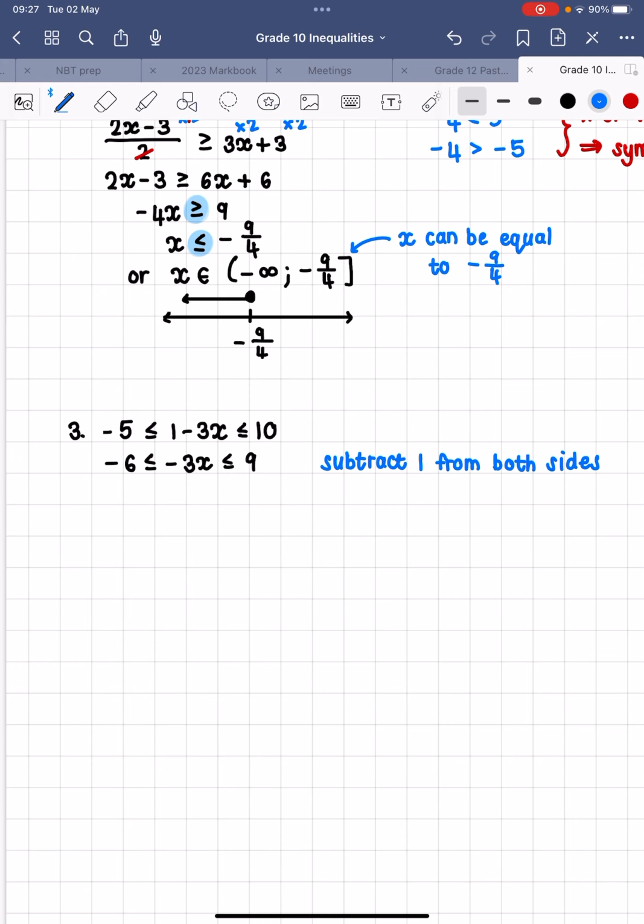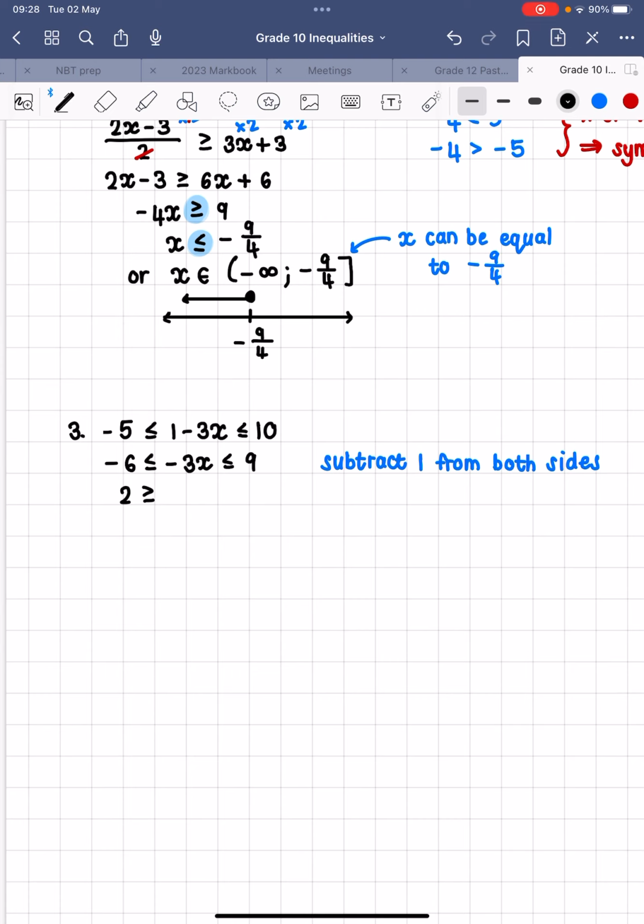Okay, to get x on its own now, I need to divide both sides by -3. But guys, remember, I'm now dividing by a negative number, so I'm going to have to change the symbols. Okay, remember, when we divide by a negative number, we change those symbols. So what is -6 divided by -3? +2. Now, instead of smaller than or equal to, remember, I divided by -3. I need to change it to a greater than or equal to. Okay, so that symbol must change.